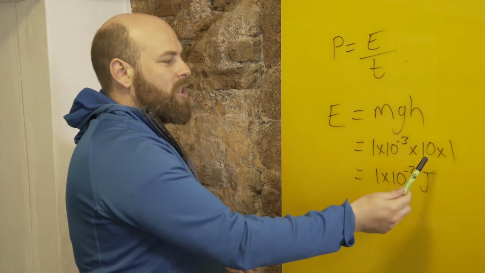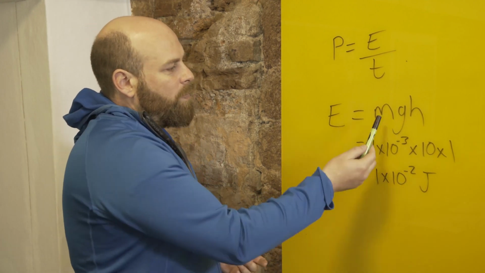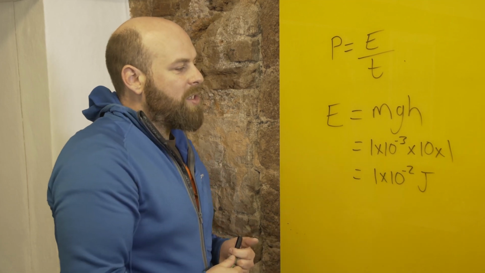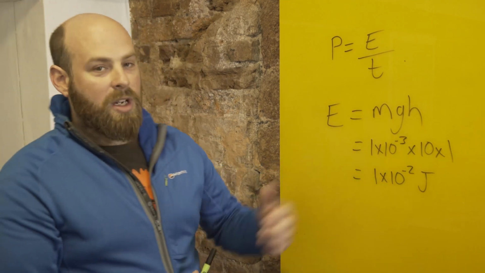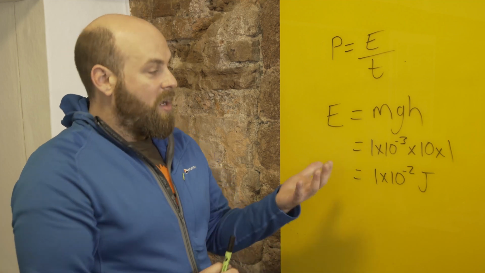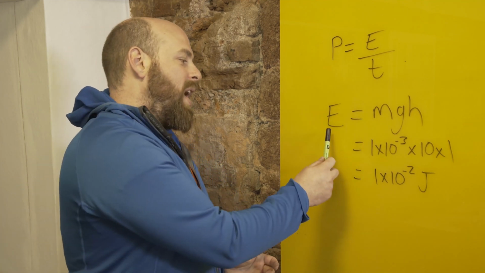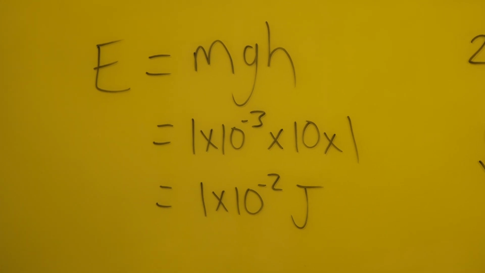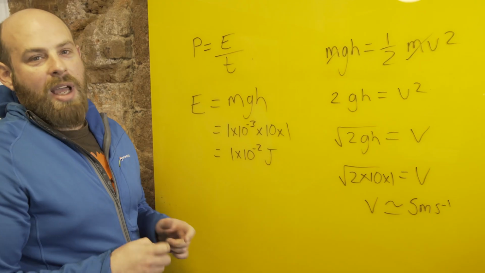As we know, g is approximately 10. So we say the mass of the grasshopper is equal to a gram, which is 1 times 10 to the minus 3 kilograms. And we could say the height of a grasshopper jump is approximately 1 meter. So therefore our energy is 1 times 10 to the minus 2 joules. So now we've got the energy, we need to work out the time to work out the power.